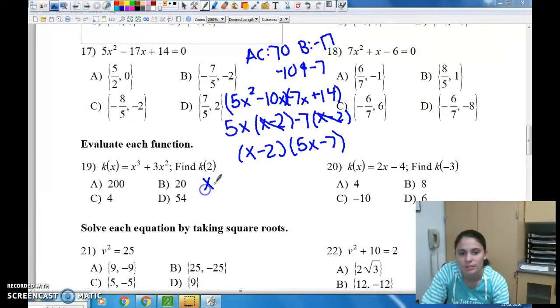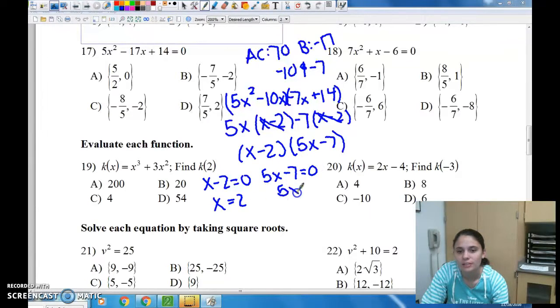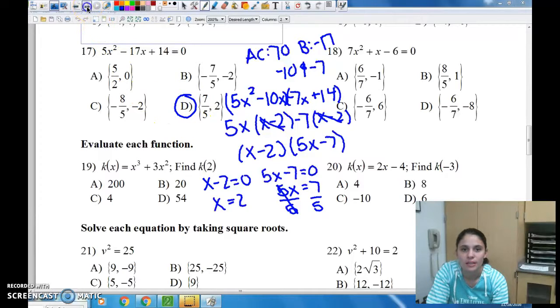So I have x minus 2 equals 0, and if I add a 2 to both sides, x equals 2. And then I have 5x minus 7 equals 0. If I add a 7 to both sides, 5x equals 7, and then divide both sides by 5, and x equals 7 over 5. So I have x equals 2 and 7 over 5, which is D.